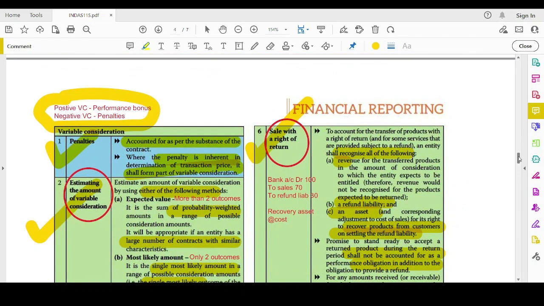Variable consideration is that which varies with the occurrence of an event. For example, if I perform well, I will receive a performance bonus. That is a positive variable consideration. While paying penalties is a charge for non-compliance, right? So that is a negative variable consideration. Penalties will be accounted for as per the substance of the contract. If the penalty is inherent in the determination of the transaction price itself, then that shall form part of variable consideration. So at the time of entering into the contract itself, if I know that this penalty will be incurred, then that will form part of variable consideration.